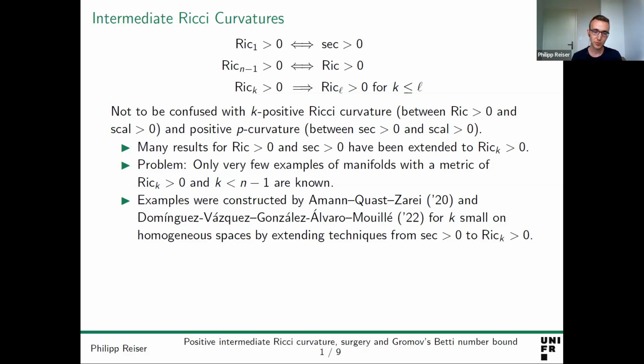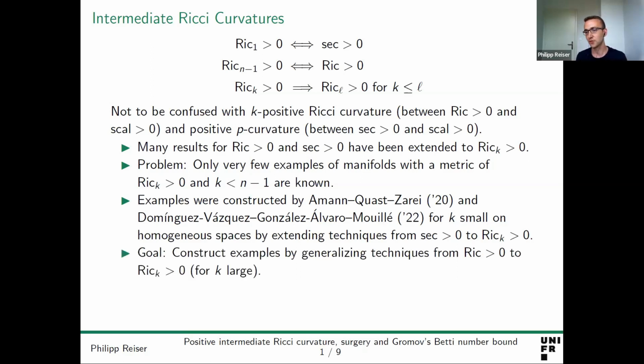And the approach we will take now is sort of opposite. So we start with positive Ricci curvature, and we want to extend these results from there into Ricci k positive. There, typically, k will be large.